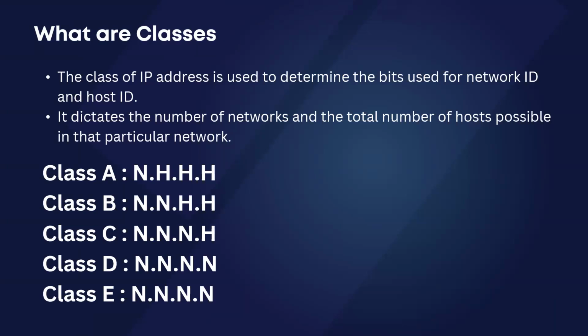If you observe, as you're going down the line, network portions are increasing in number. Class A has one network portion. Class B has two network portions. Class C has three network portions. Class D and Class E have four network portions each.